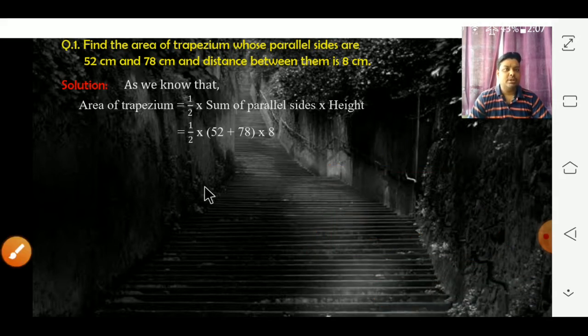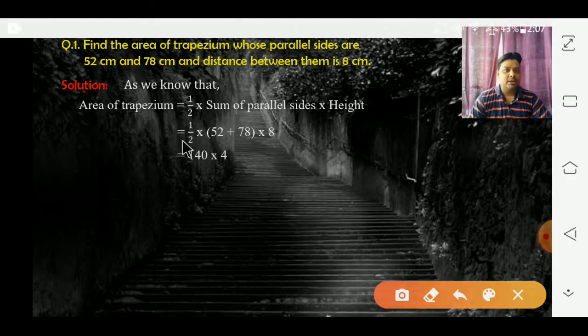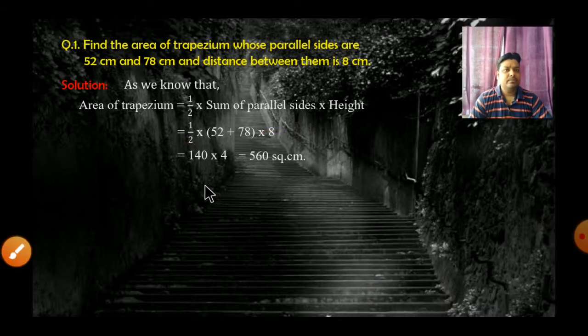So you can see that at first, if you will divide 8 by 2, then 2 4s are 8. So 52 plus 78, 140 into 4. It will be 560 square centimeter. So like this we can find the area of trapezium.